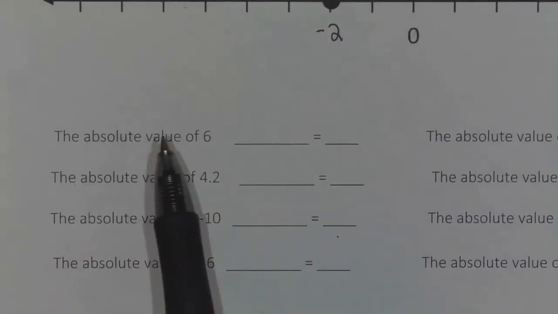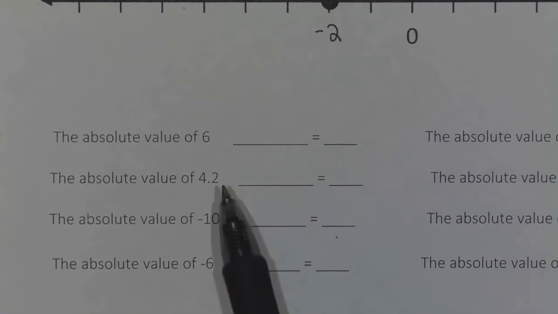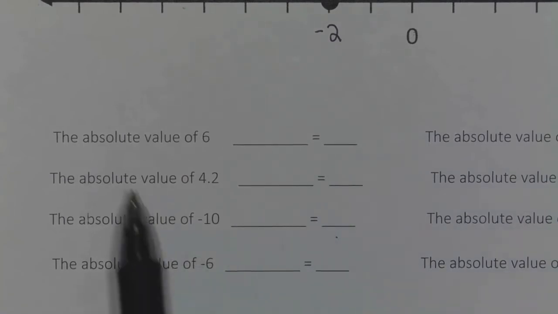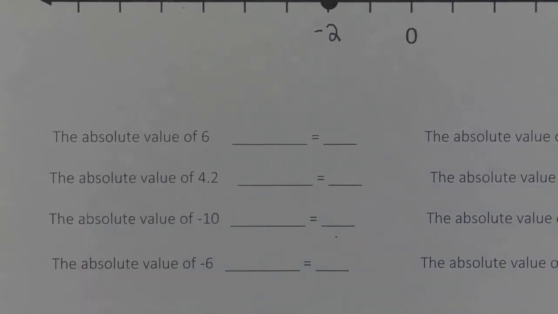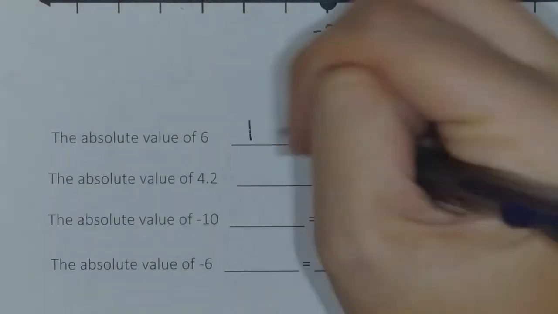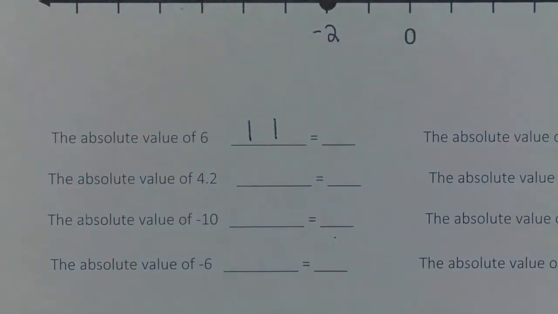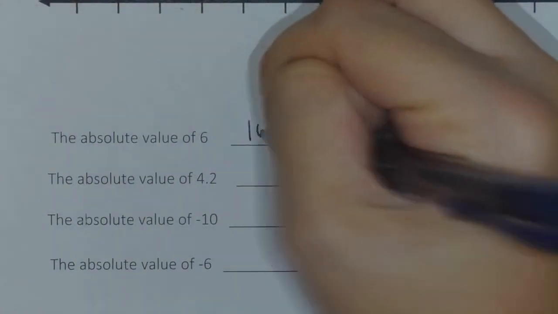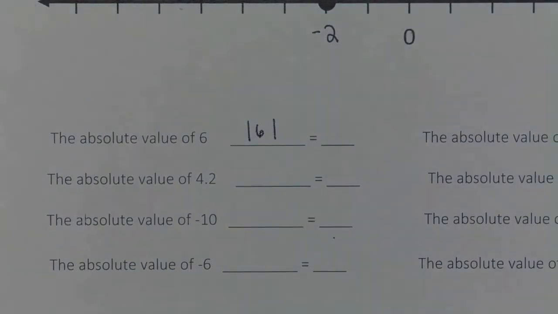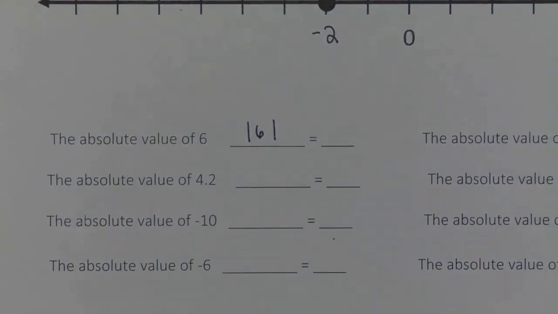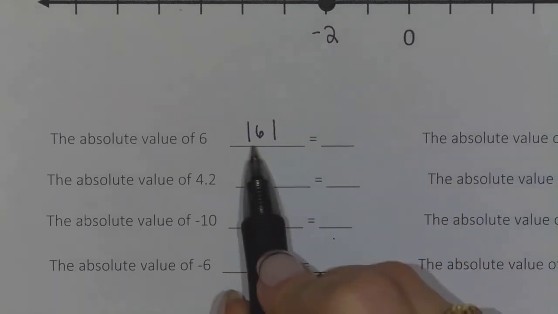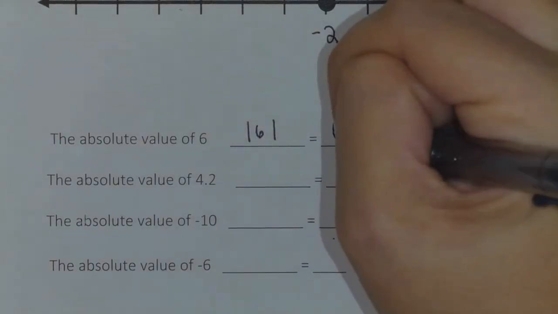So this one says the absolute value of 6. And I've got 2 blanks here. The first blank is because I want to write this using our absolute value symbols. So remember, our absolute value symbols are 2 straight and parallel lines with the number in the middle. So the absolute value of 6. Remember, absolute value is the distance from 0, and it's always, always, always positive. So the absolute value of 6 is just the number 6.